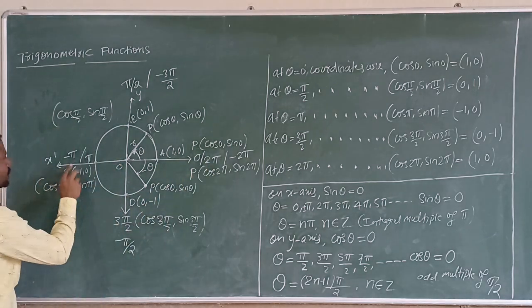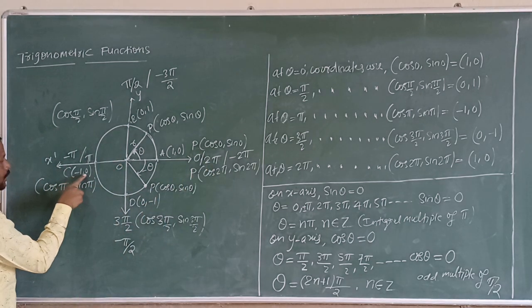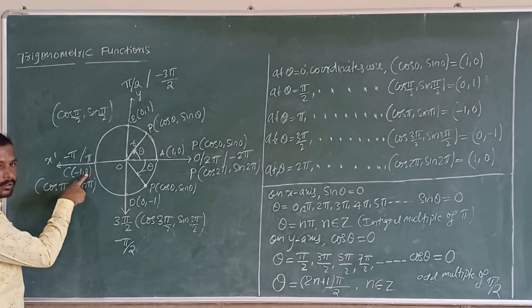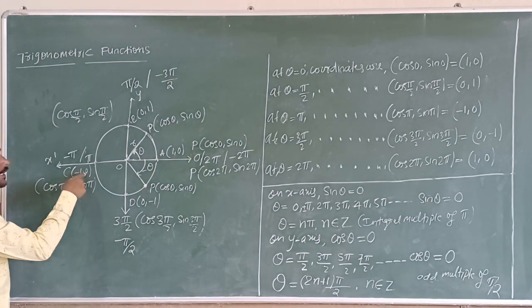Sin 90 is 1, sorry, sin 180 is 0. This one is the sin value. Sin 180 is 0. Minus sin 180 is 0.